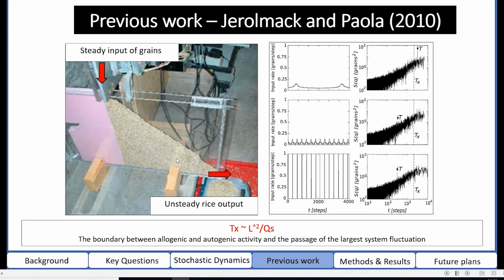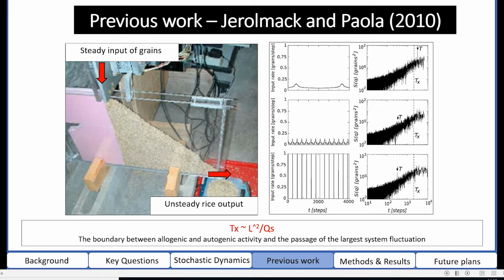the previous slide. So using this system, they've shown that even under a constant grain input, the system output shows fluctuations over a wide range of scales because a variety of avalanche sizes actually come out of the system. From this, they've generated this timescale Tx, which can be seen by the dashed line on the power spectra, which is where the variability saturates, and this marks the timescale between allogenic and autogenics. And this scales, as you can see in the box on the bottom, as the length of the system squared divided by the input rate.